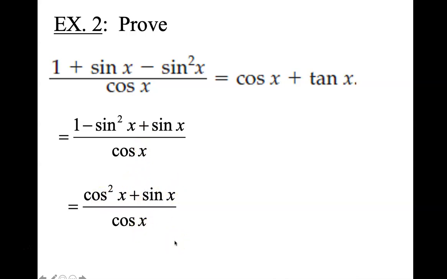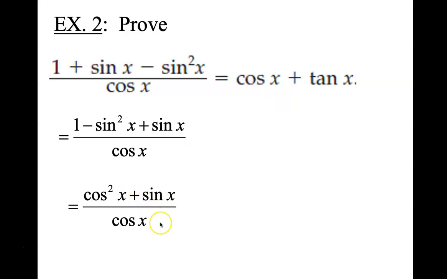Now's where I kind of take a look at, okay, here's where I'm at now. What do I want to get to? Well, first thing I see is I notice a tangent here. And I know I have a quotient identity that tangent is sine over cosine, and I see that I have that. And then cosine, well, if I take a cosine squared and divide it by a cosine, I'll get that too. So basically what I need to do is to separate this 1 fraction into 2 fractions.